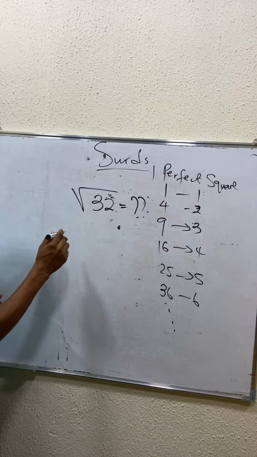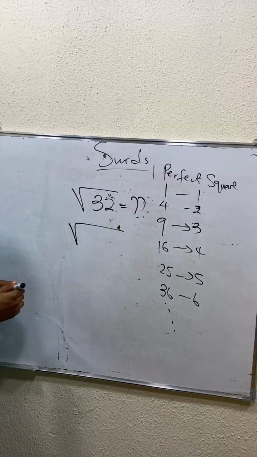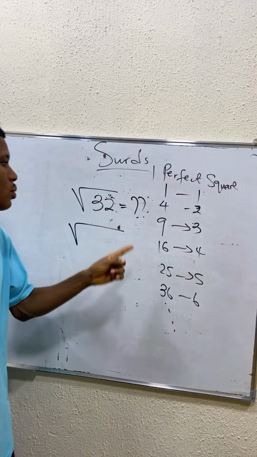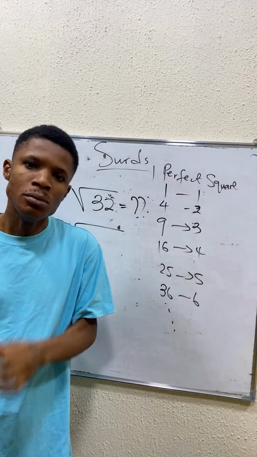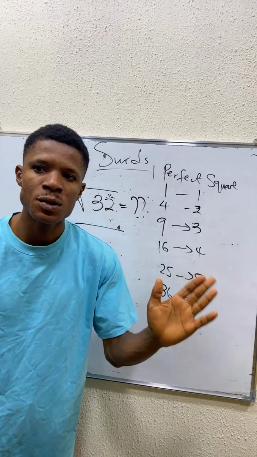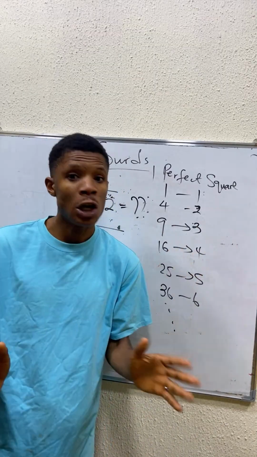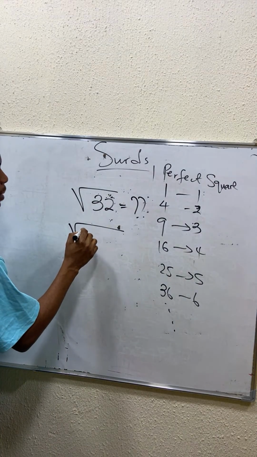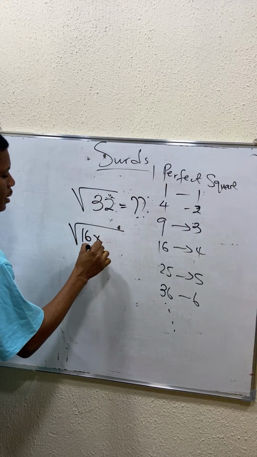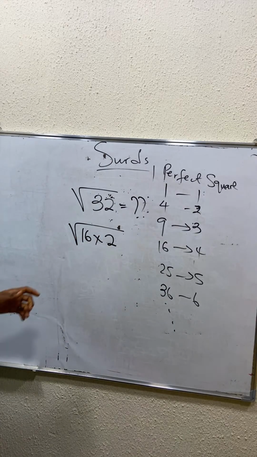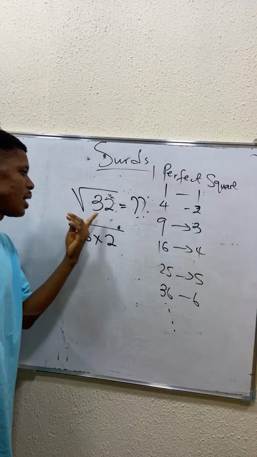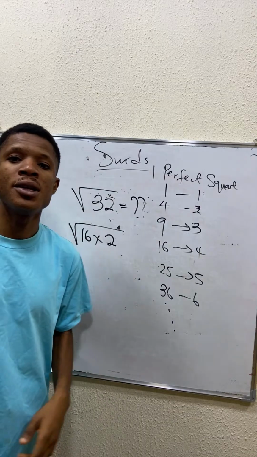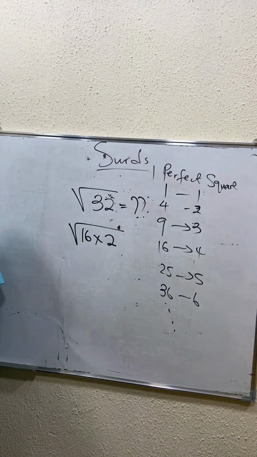To simplify root 32, we have to think of two numbers that multiply to get the number in the square root, 32, but one of them must be a perfect square. The other will not be a perfect square. So the numbers are 16 and 2. 16 times 2 is 32. 16 is the perfect square, while 2 is not the perfect square.